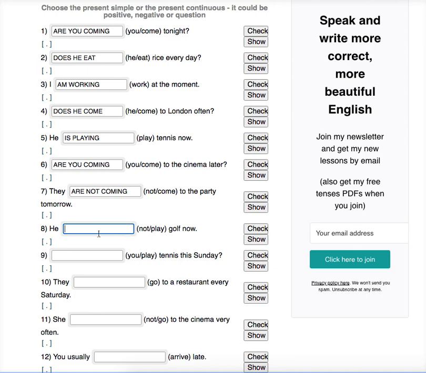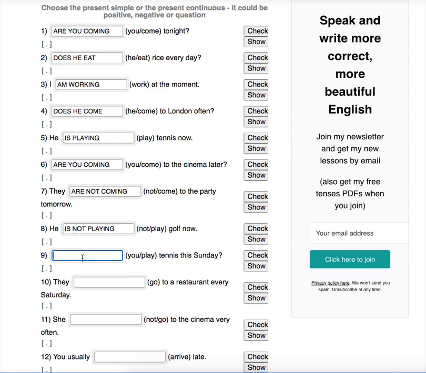You have he not play golf now. You have now. So, Vero, is this continuous or simple? Miss, I think is present continue. Very good. Continuous because you have now in this moment. Very good. So how can you do it? It's negative. Don't forget. So he is not playing golf now. Very good. He is not playing golf now or he isn't playing golf now.